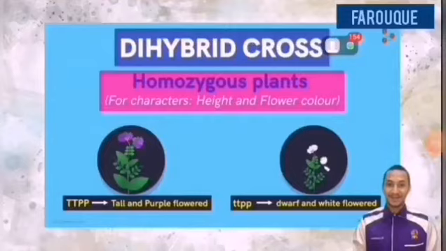Okay, so we now have understood the monohybrid cross and the monohybrid ratio as well. We have also already seen a monohybrid cross for characters like plant height and flower color individually.